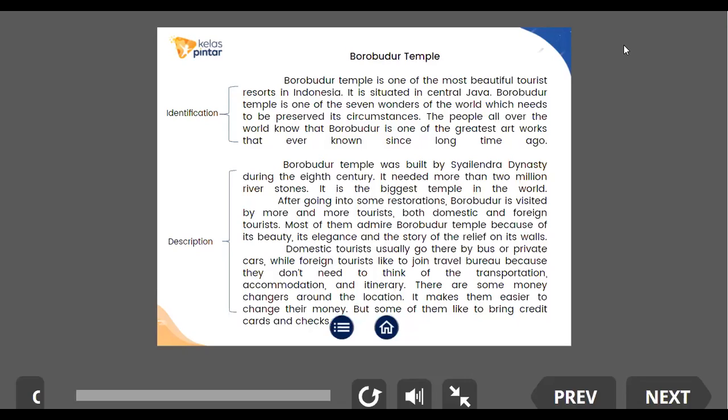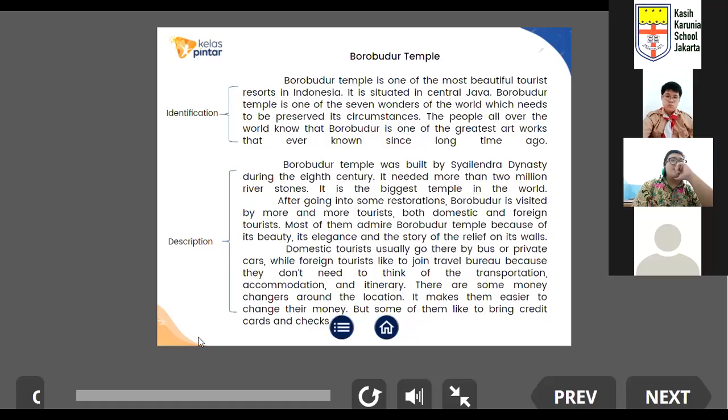After going into some restorations, Borobudur is visited by more and more tourists, both domestic and foreign tourists. Most of them admire Borobudur Temple because of its beauty, its elegance, and the story of the relief on its walls. Domestic tourists usually go there by bus or private cars, while foreign tourists like to join travel bureau because they don't need to think of the transportation, accommodation, and itinerary.